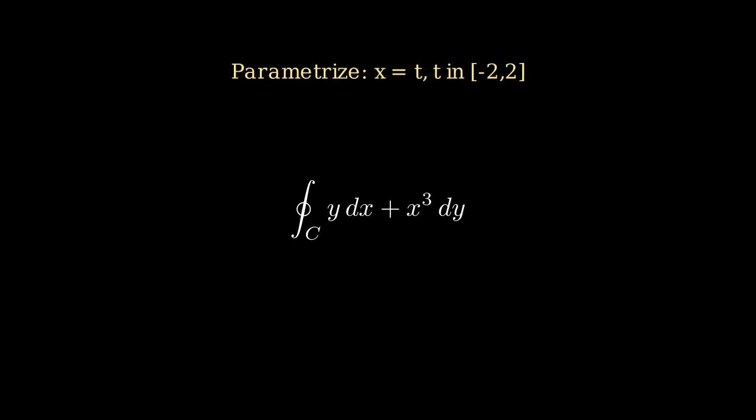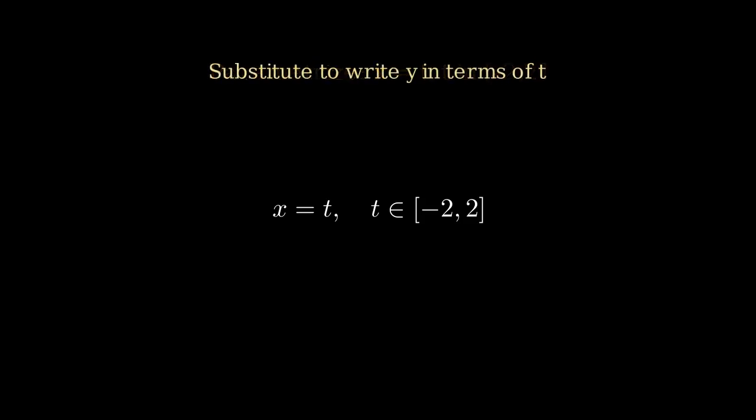Step 1. Since the curve is already given as y in terms of x, we parameterize using x equals t. This means t will range from -2 up to 2, matching our start and end points. Step 2. Substitute the parabola equation to express y in terms of t as well. Since y equals x squared minus x minus 2, we get y equals t squared minus t minus 2.